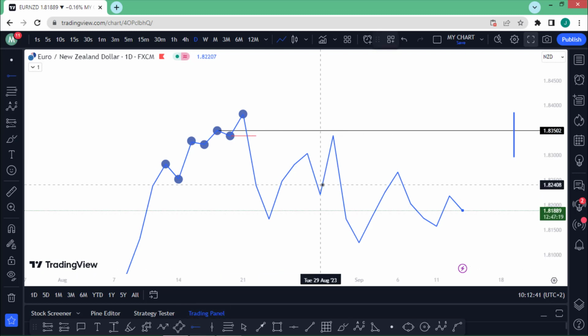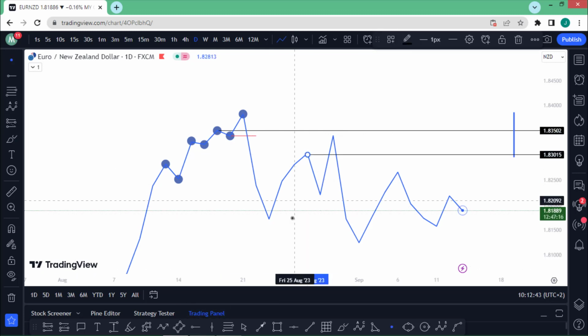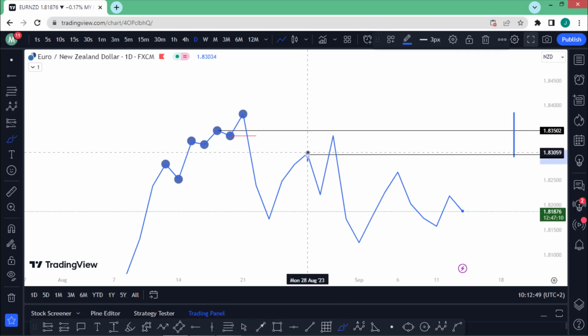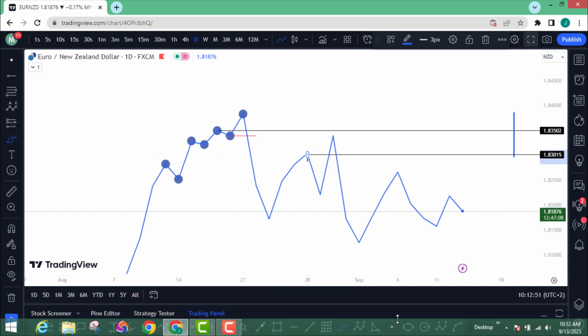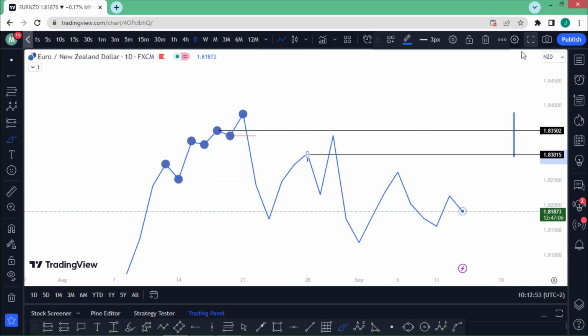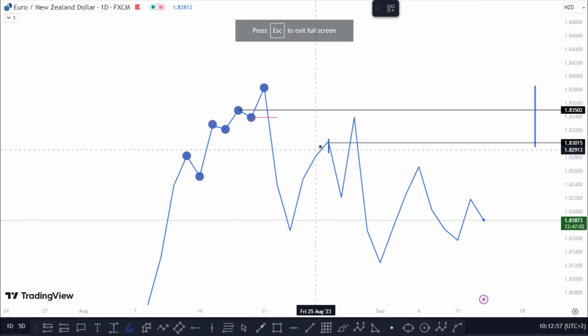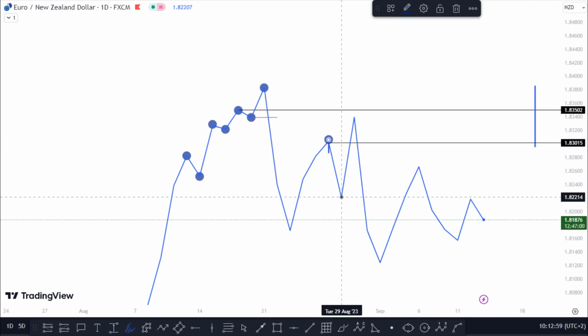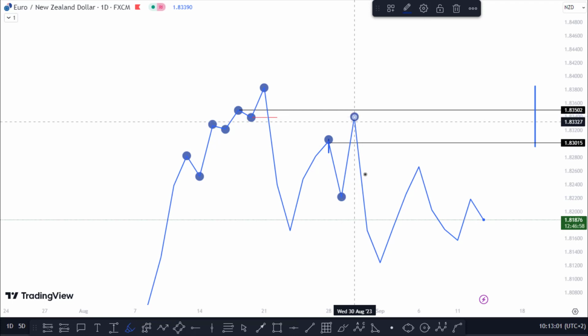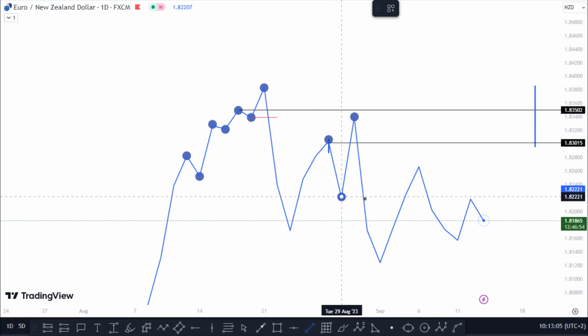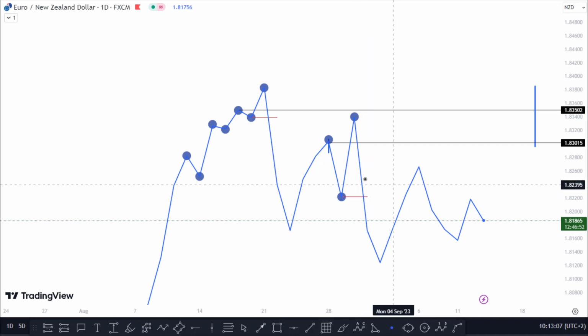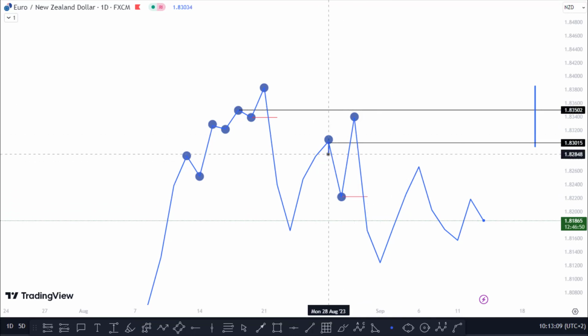This corrective move, where is it heading to? Try to see that. You have invalidation point here, because you have a structure high forming on this area. You have a structure low, a structure high. Then you've got a break here.